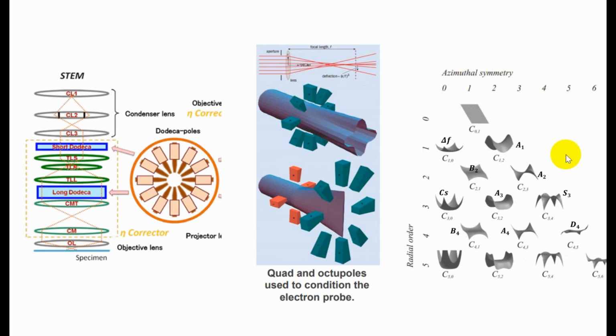Here is the azimuthal symmetry, and here is the radial order. We have CS spherical aberration, and A3 and S3, and so on. We want to correct such things to get our probe as perfect as possible. This is what we are doing with probe correction. Again, we measure the shape of the probe, and if the shape is not ideal, which means it's not circular and cannot be small, then we compensate the shape with the probe correction system. Okay?